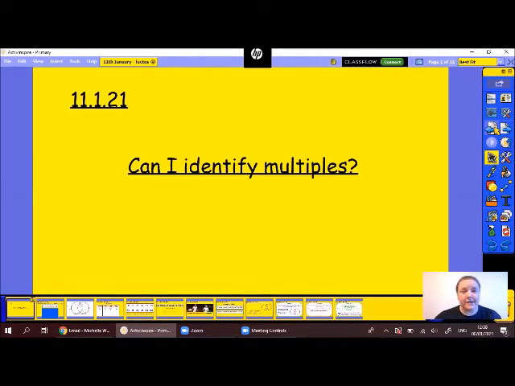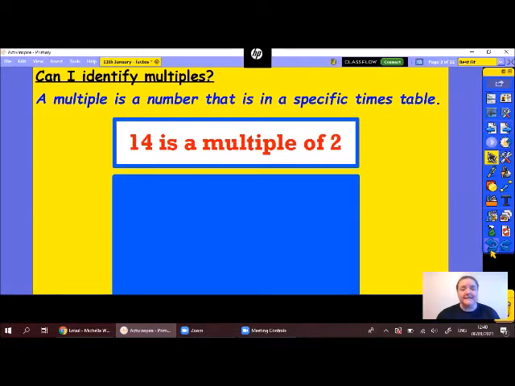Today we're learning what multiples means. Now this is a word you might have heard me use in previous lessons, but let's have a look in more detail. A multiple is a number that's in a specific times table. For example, 14 is a multiple of 2 because it's in the 2 times table. You can multiply 2 to make 14.